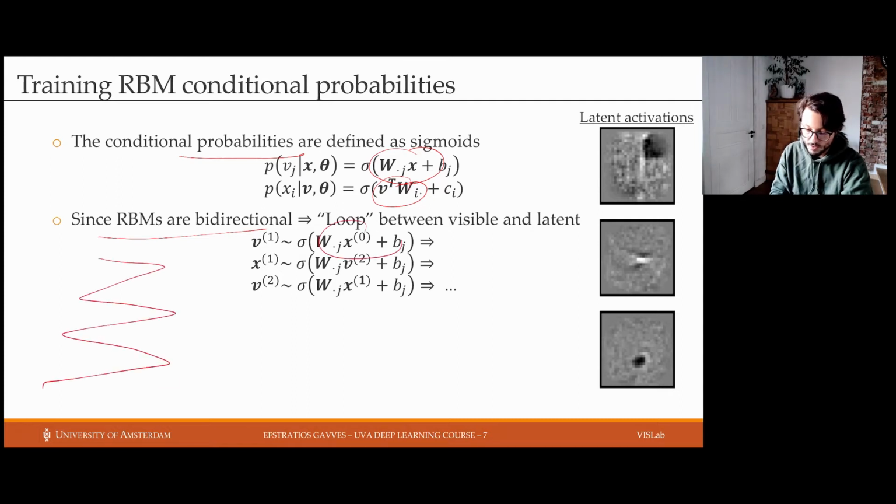So given our initial pixel values, we sample a latent vector, right? An instantiation for our latent vector. Then based on our latent vector, we can sample new pixels, so a new image, right? In a way we're reconstructing the image. Then based on our reconstructed image, we can sample new latent variables and so forth. This is why we've got information flow forward and backward.